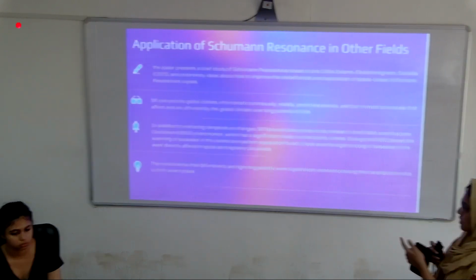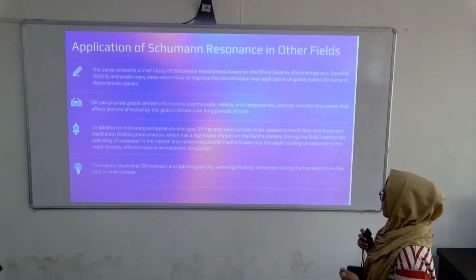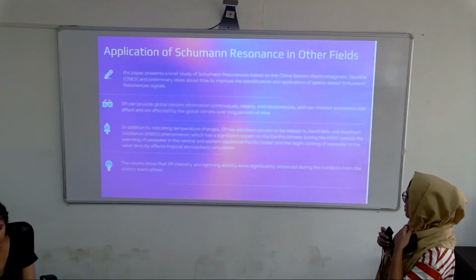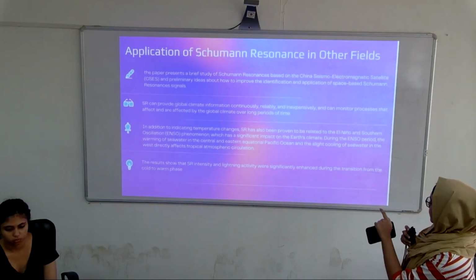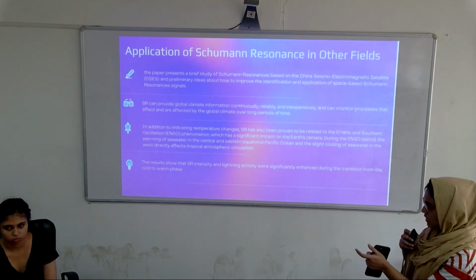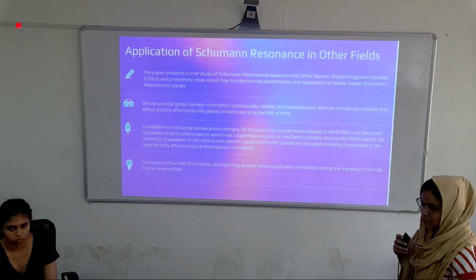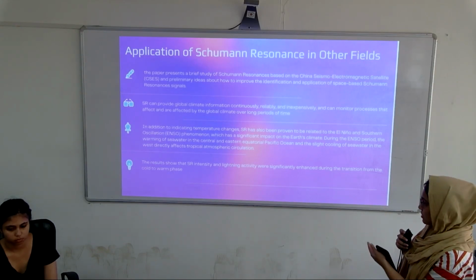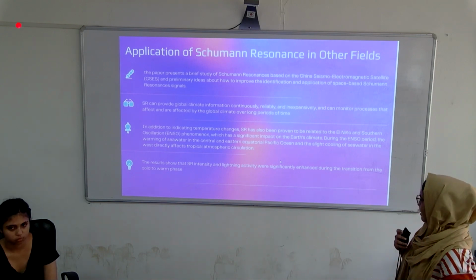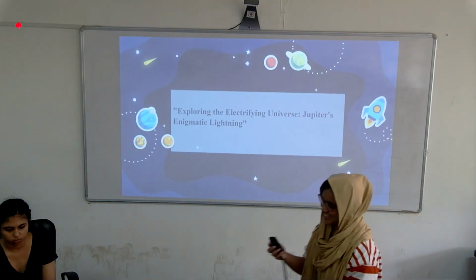And then in addition to their study, they saw that it's related to ENSO, also known as El Nino and Southern Oscillation phenomena, in which the warming of the eastern equatorial Pacific Ocean and slight cooling of the western directly affects the atmospheric circulation in the environment. And as a result they found that the SR intensity of the lightning activity is significantly enhanced by the cold and warm phase. And that's what. Now Trupti will be handling.